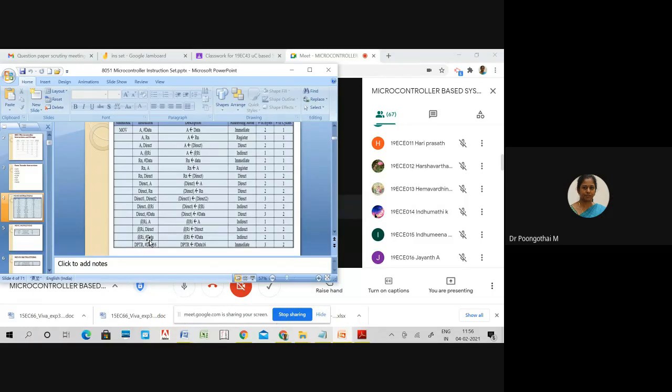8-bit data is directly transferred to the internal memory whose address is in Ri. Here Ri can be your R0 or R1. Addressing mode, indirect addressing mode, number of bytes required 2 and number of clock cycles required 1. So what is the last instruction? MOV DPTR comma hash data 16.